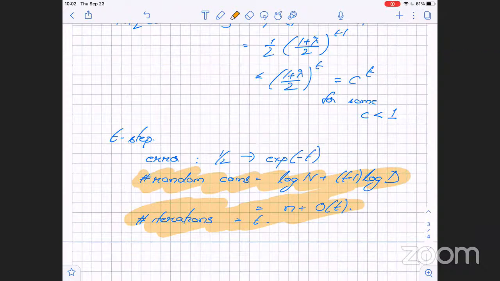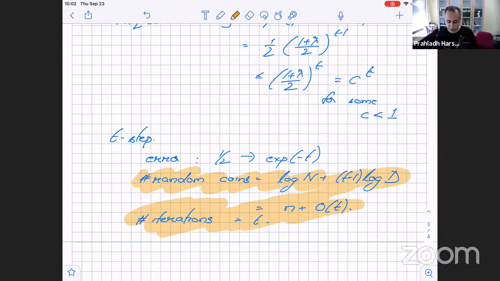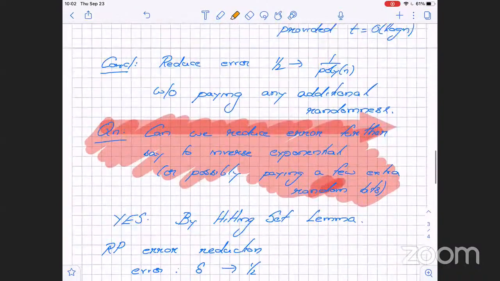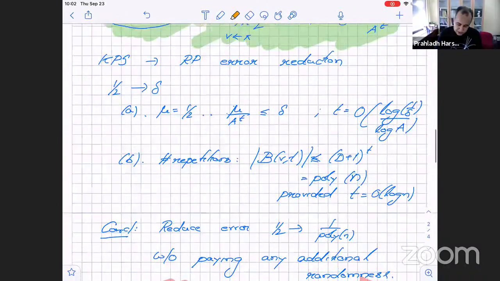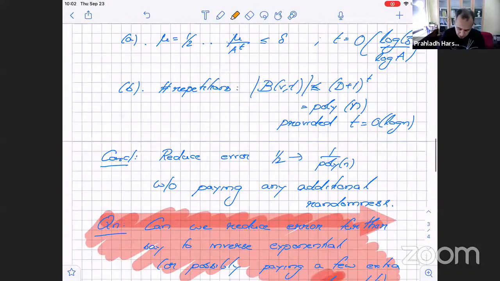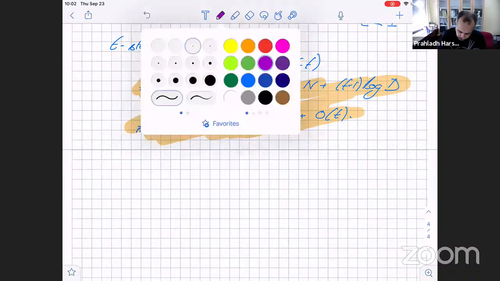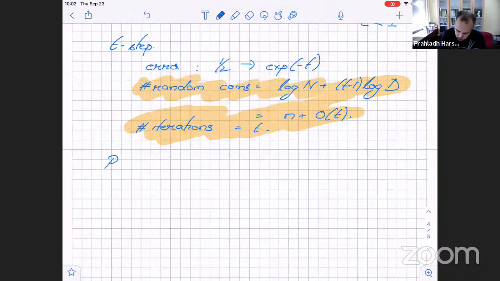Prahladh, so in the KPS construction, can we compare this to the KPS? Yeah, the KPS. So what happens in the KPS construction? So let's write the error in terms of delta, so let's rewrite everything in terms of delta so that I can make a fair comparison between the two.